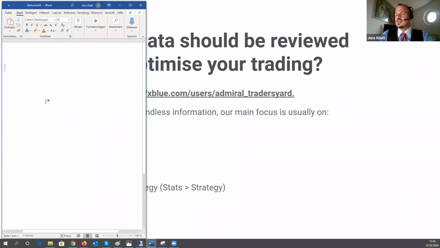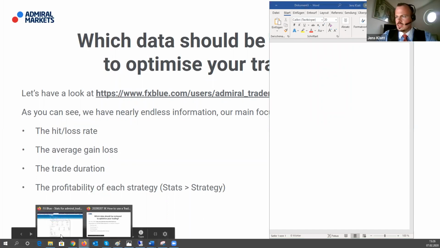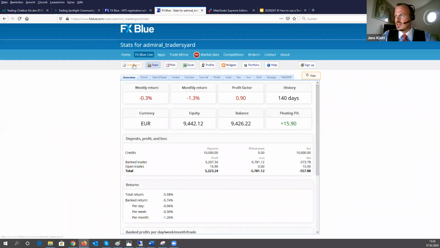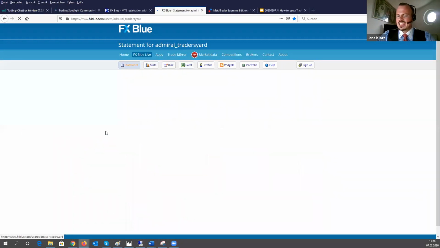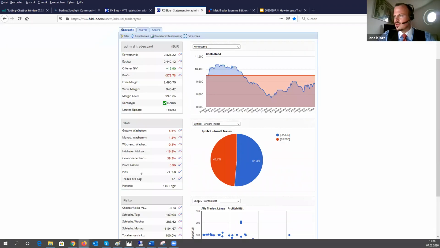Let's have a look here. So, let me put it on this side. Why is the hit loss ratio and the average gain, respectively the average loss, important? It's important to get a number which is printed here as expectancy.